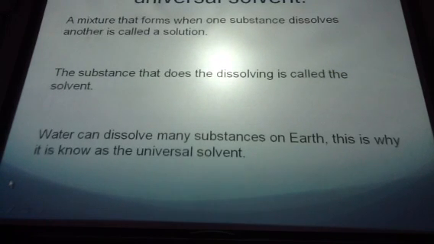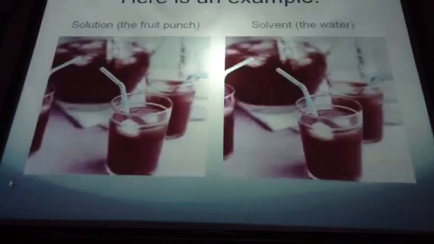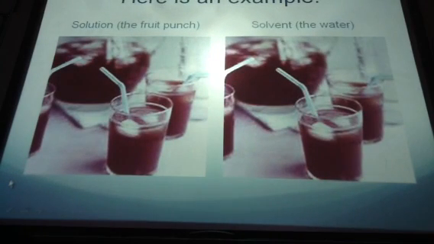Water is known as the universal solvent. A mixture that forms when one substance dissolves another is called a solution. The substance that does the dissolving, in this case water, is called the solvent. Water can dissolve many substances on Earth, and this is again why it's known as a universal solvent. Here's an example. Think about making fruit punch with a mix in the summertime. The solution is the fruit punch, and the solvent is the water, because that's what the mix got dissolved in.